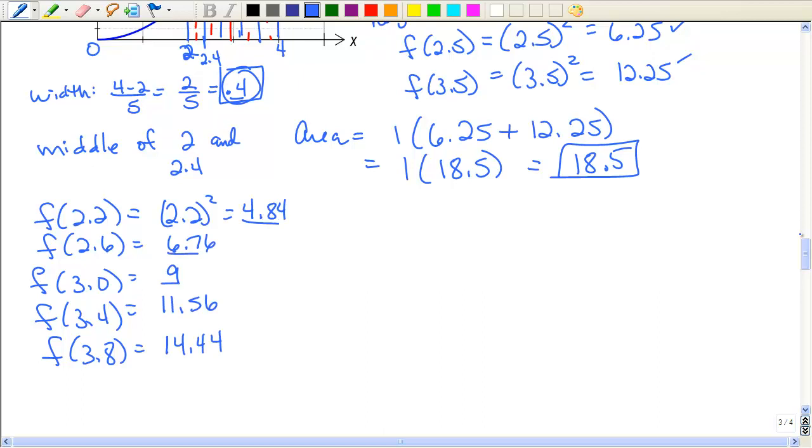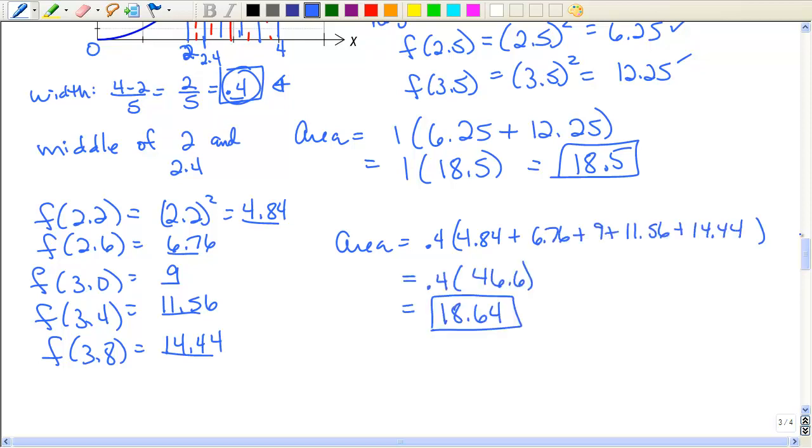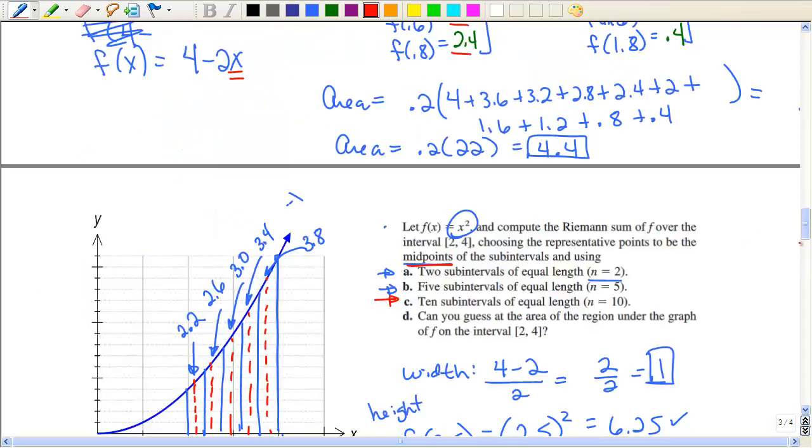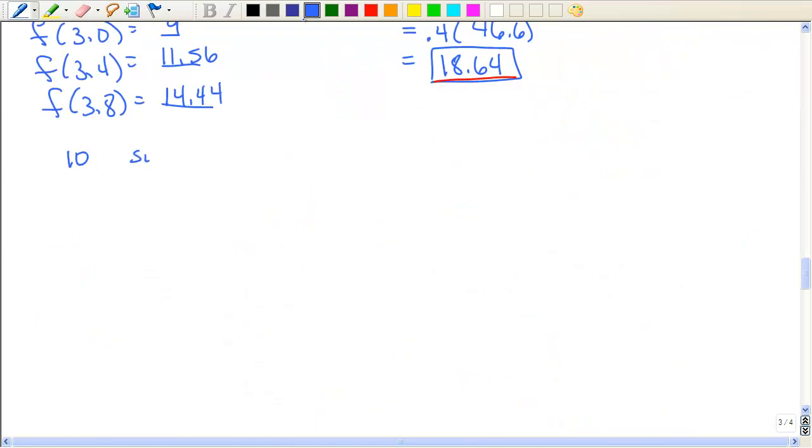All right, so I have all of the heights. So my area is going to be the width. Remember, it's 0.4 times the sum of all those heights. And I get an area of 18.64. Right, so with 2 subintervals, I got 18.5. With 5 subintervals, I got 18.64. So on part C, it says use 10 subintervals. Okay, so I want 10 subintervals.